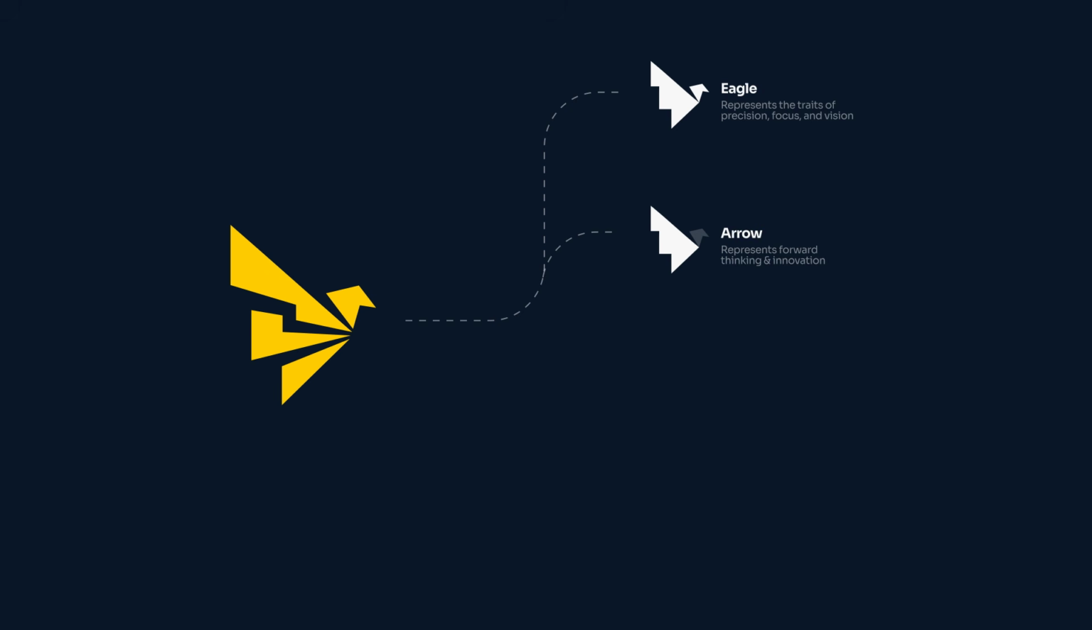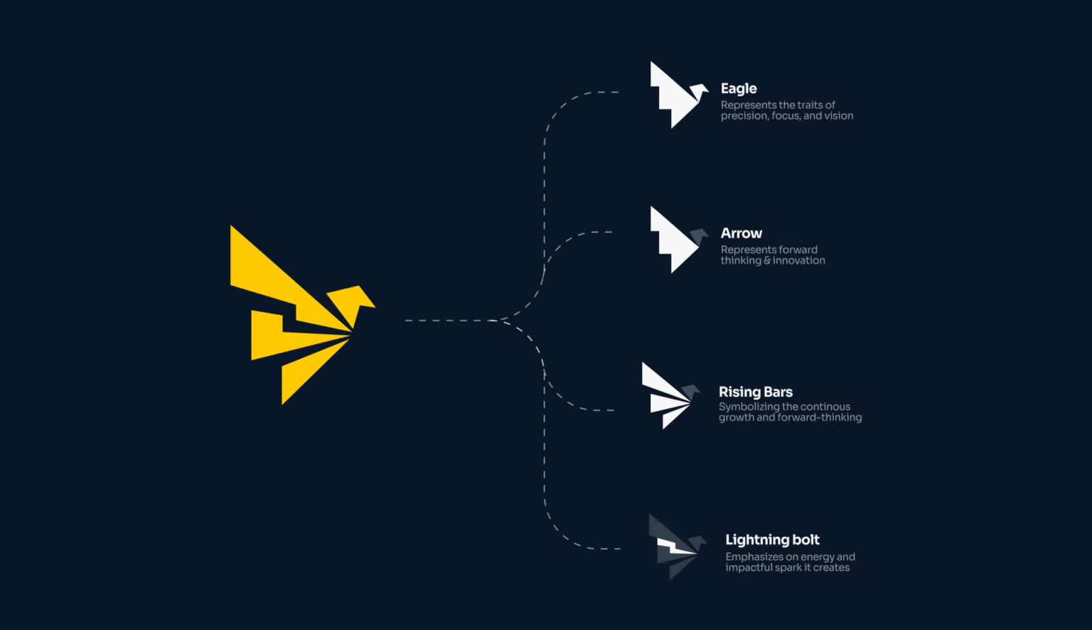Secondly, the shape of the wings is designed like forward-moving arrow to represent forward thinking and innovation. And if you see closely, the wings of the eagle are designed like step-by-step rising bars to emphasize on continuous learning and improvement. Lastly, the negative space between these two wings represent a lightning bolt to visualize a powerful and impactful spark of creativity and innovation. This was the background reasoning behind this logo.